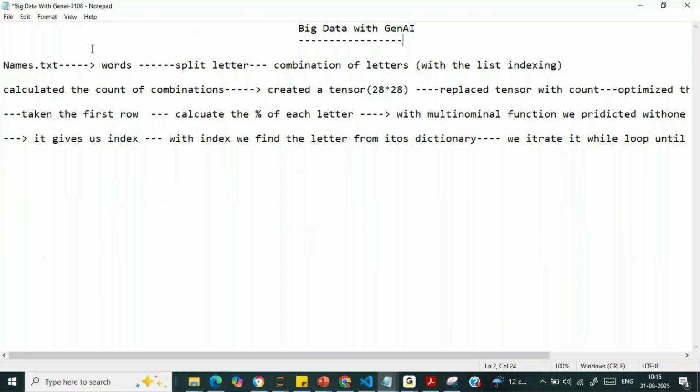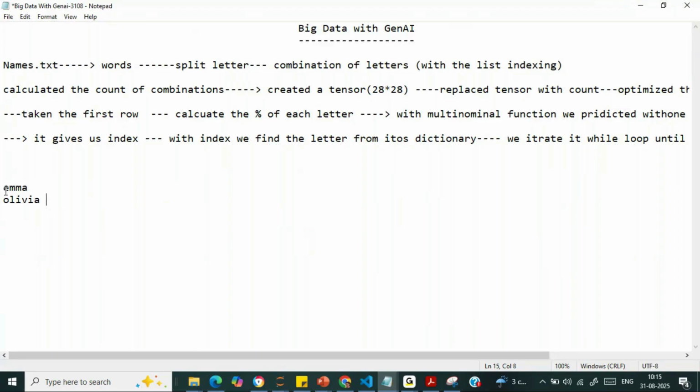Okay, so what are the steps that we have covered so far? We were having a file that is names.txt. It is having certain names in this particular file, like Emma, Olivia. We read this file and converted it into words. So the file is having names like Emma, Olivia, in this particular way.